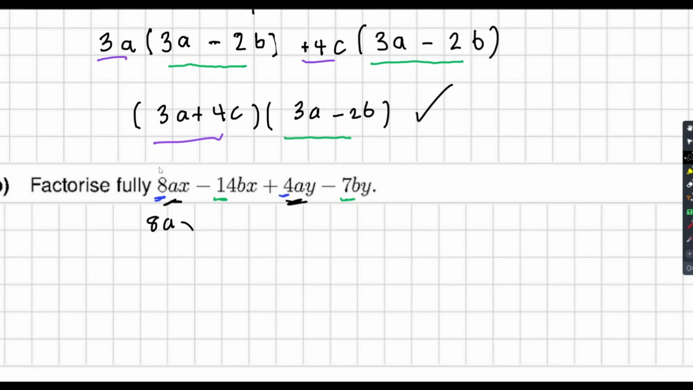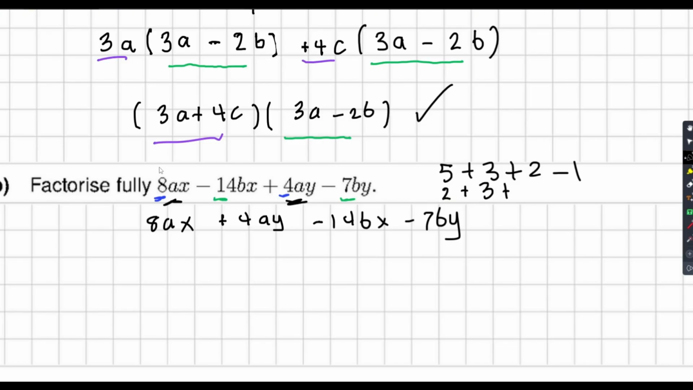So I'm just going to rewrite, I'm not factorising yet, I'm just rewriting things. So I'm going to pair the 4 and the 8 together. So 8ax plus 4ay, and then I'm going to pair the minus 7 and the minus 14, minus 14bx, minus 7by. And again, why am I allowed to do that? Which is important. If we're adding things, 5 plus 3 plus 2, let's say minus 1, it doesn't matter which way we add them. 2 plus 3 plus 5 minus 1, it's all the same. So we're allowed to just reorder terms. Does that make sense? Hands up.